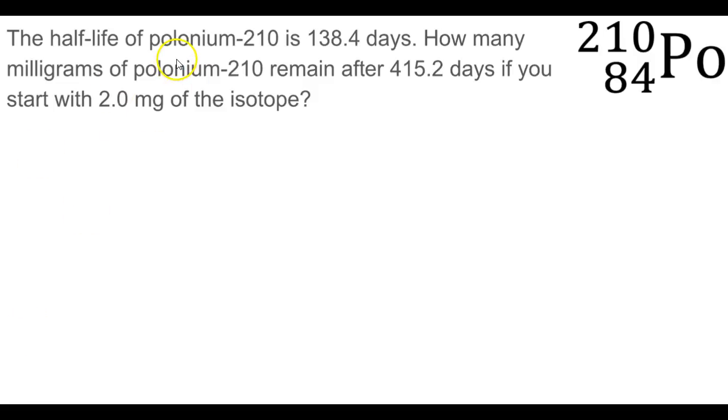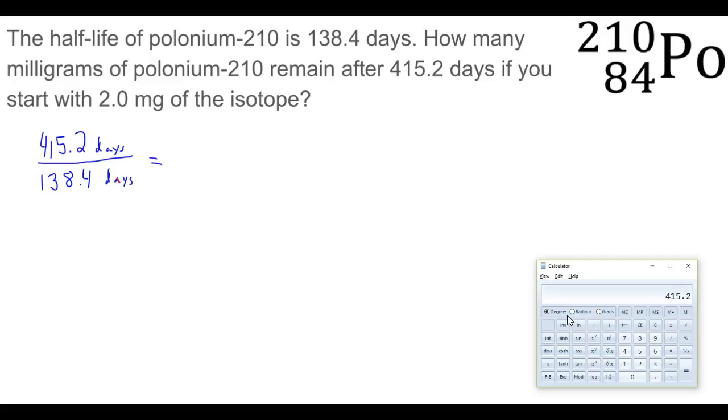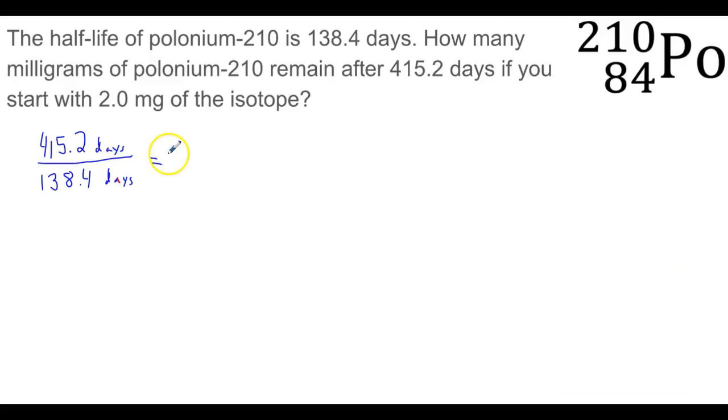All right, so the half-life of polonium-210 is 138.4 days. How many milligrams of polonium-210 would remain after 415.2 days if you start with 2 milligrams of the isotope? So here I'm going to start with 415.2 days, and I'm going to take that and divide that by 138.4 days. That works out to be exactly 3 half-lives. So that's how much was going on there.